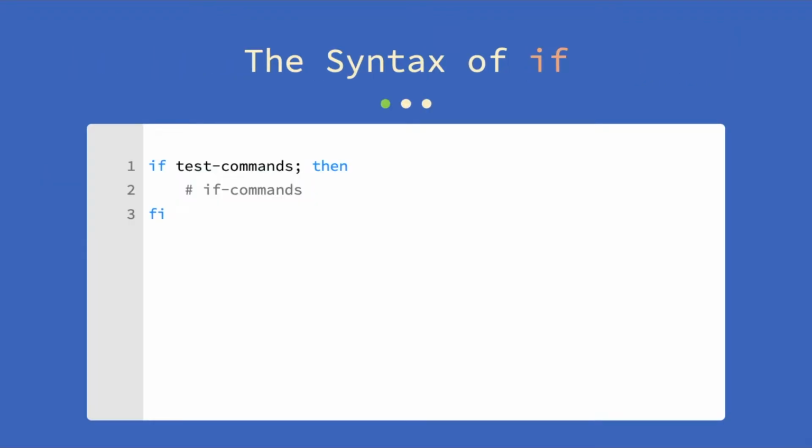Now, we're going to see the actual syntax of if. By the way, there are 3 forms we can choose from. The first one is the simplest. First, we write down the keyword if, and then 1 or more test commands. We'll show you all the types of test commands in the example section.